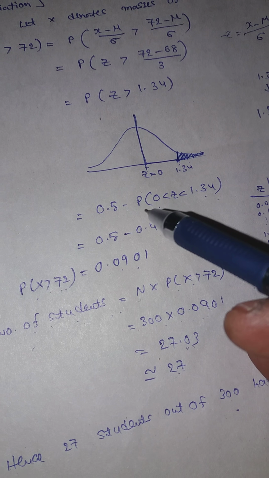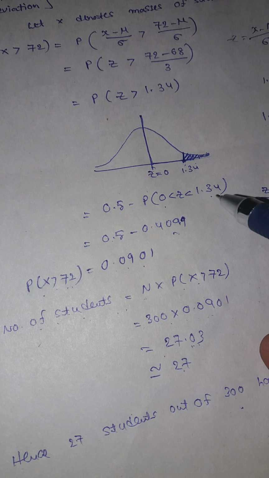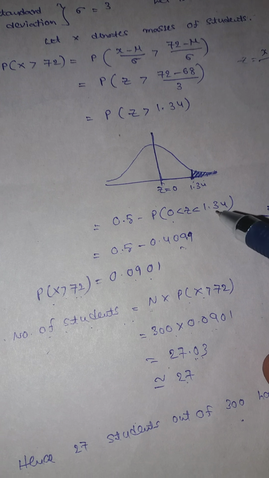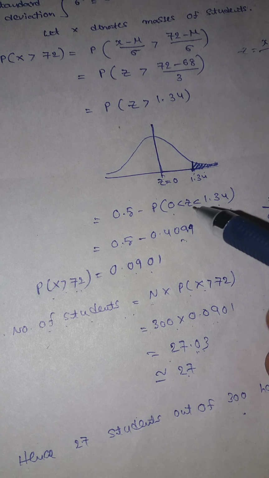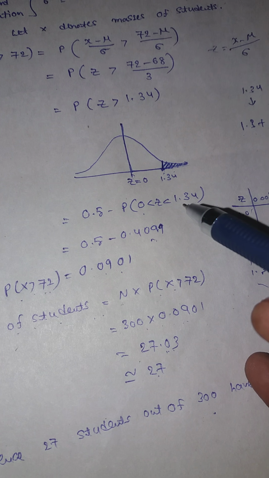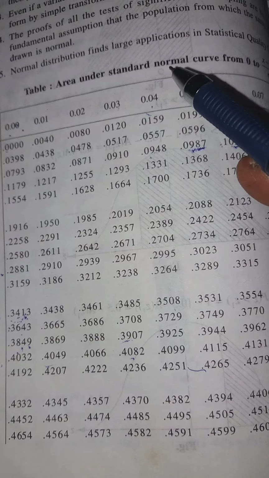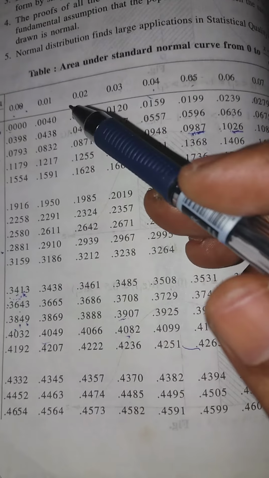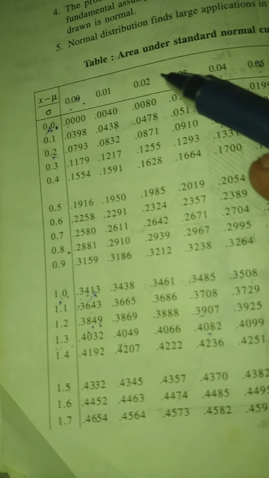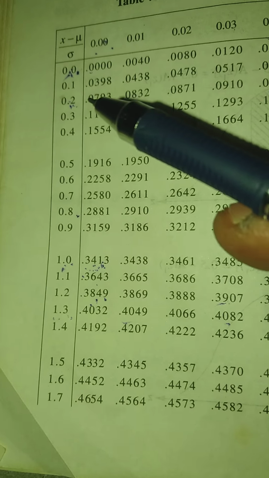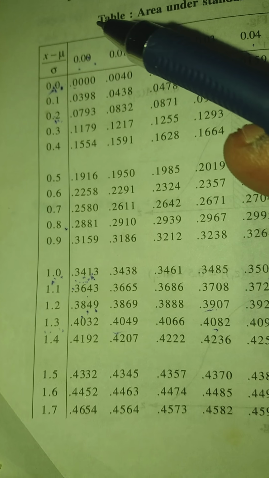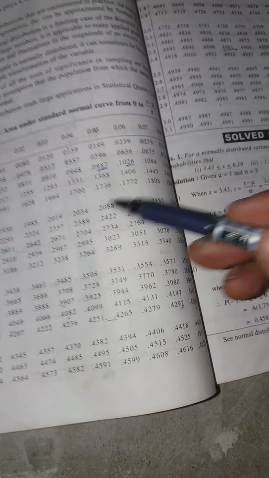Now inside P, as I told, if we have 0 to a positive number, by using tables we can find our required probability. No need to use any formula, we already have the probability values in the tables. I'm going to show the tables. These are the standard areas, meaning probabilities under the standard normal curve from 0 to z. These are z values, and these are also z values. These are all probabilities, and we have to check the answer from these values.